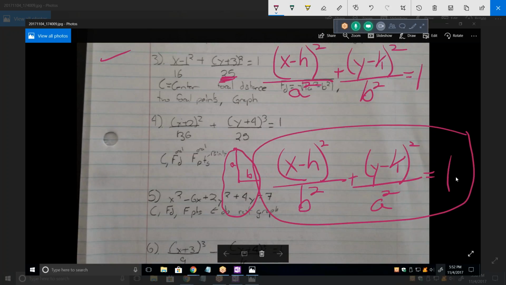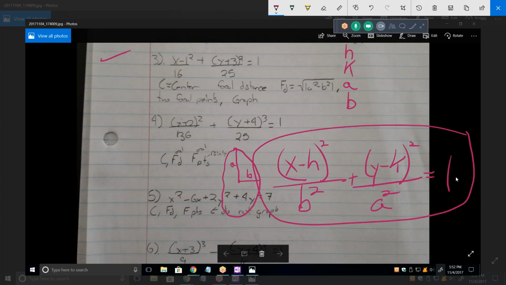Okay, so I'm going to erase the top one for a moment. So this is our formula. This thing's almost in this format already. In other words, they didn't make us do much work here. But we need to list everything. Tell me what H is, tell me what K is, tell me what A is, and tell me what B is. Those are our unknowns.